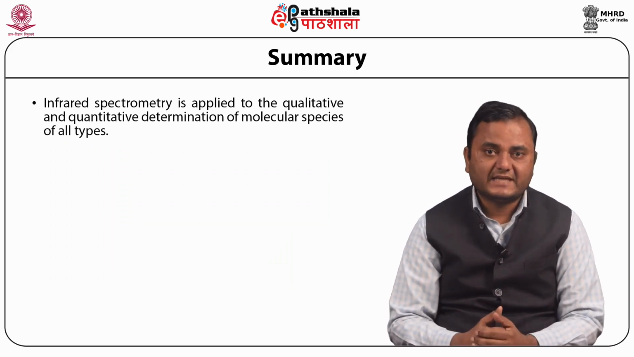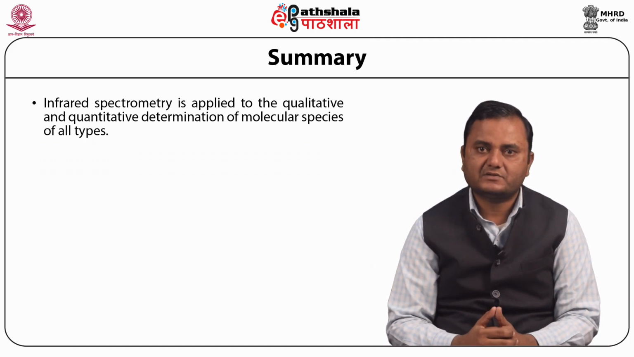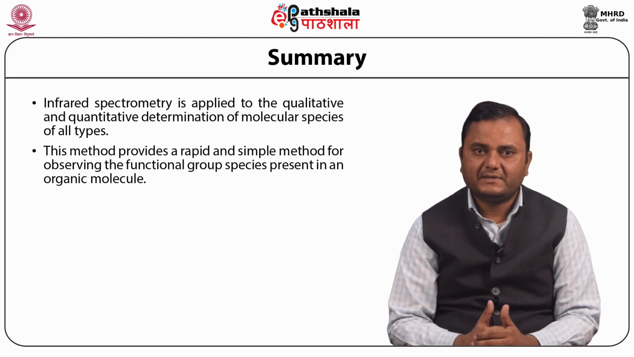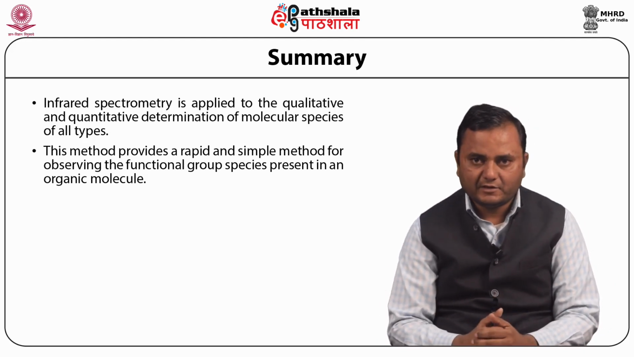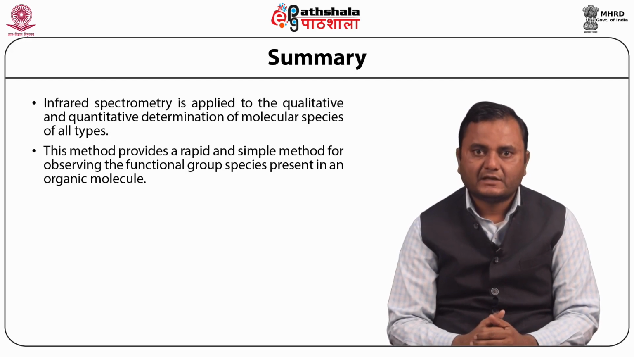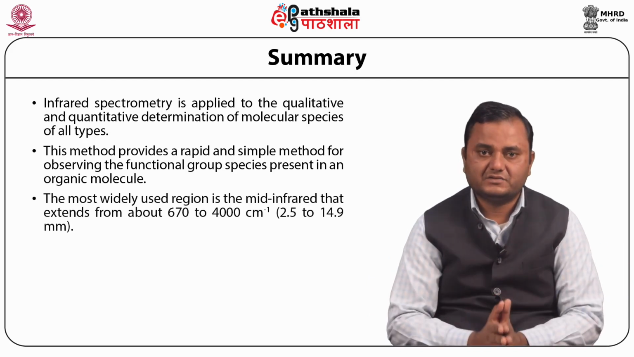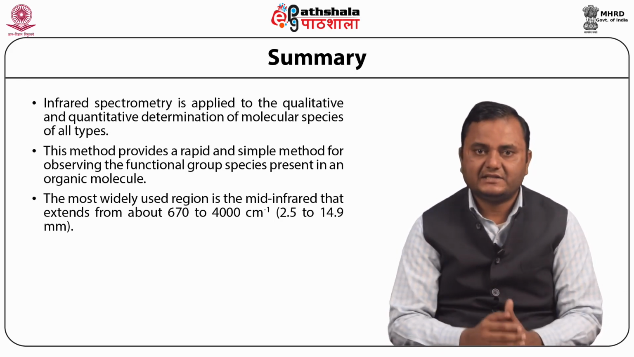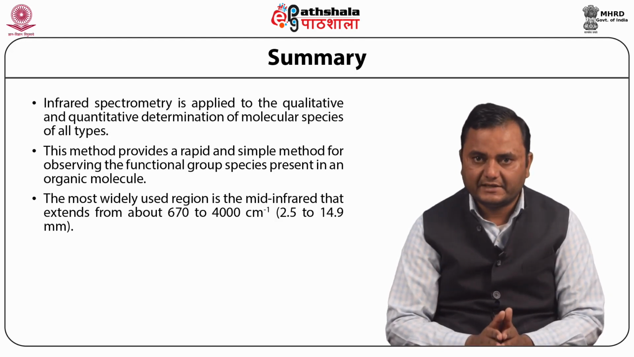IR spectrometry is applied to the qualitative and quantitative determination of molecular species of all types. This method provides a rapid and simple way of observing the functional group species present in an organic molecule. The quantum mechanical energy levels observed in IR spectroscopy are those of molecular vibration. And finally, the most widely used region of the IR is the mid-IR region that extends from 670 to 4000 per centimeter.